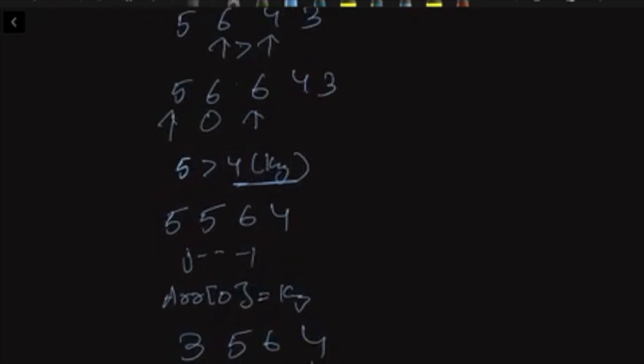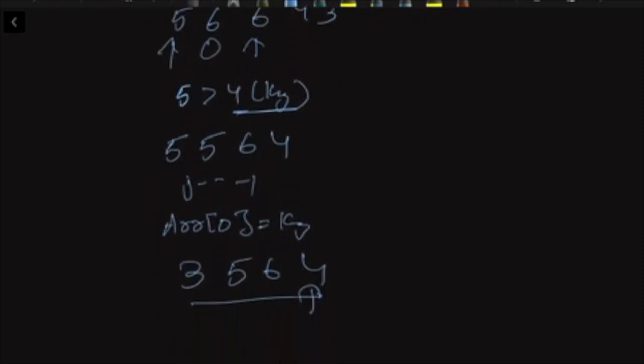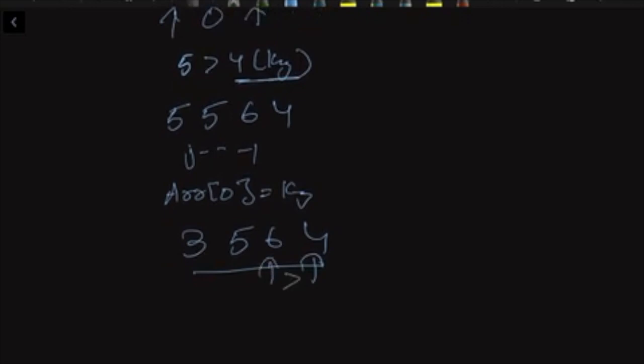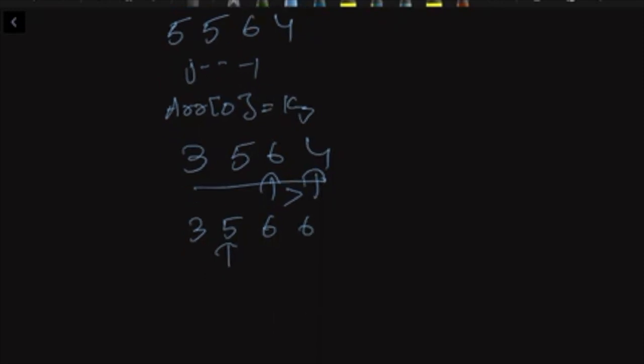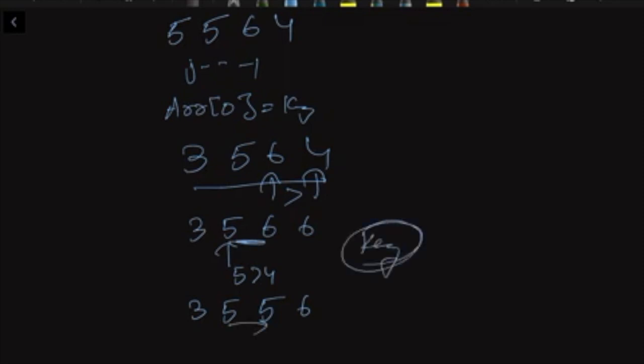Again we'll start from here. It will compare with this value, it is greater, so it will become 3, 5, 6, 6. Now j will decrement, it will come to 5. Again it will compare 5 with 4. So 5 is greater than 4, so it will become 3, 5, 5, 6, because we are shifting the value to the right hand side. Note, we are not comparing with this value, we are comparing the values with the key. Make sure of the one which x is pointing to.